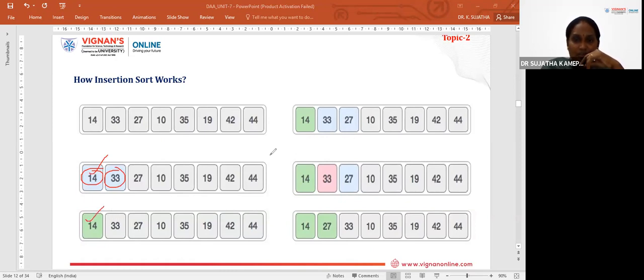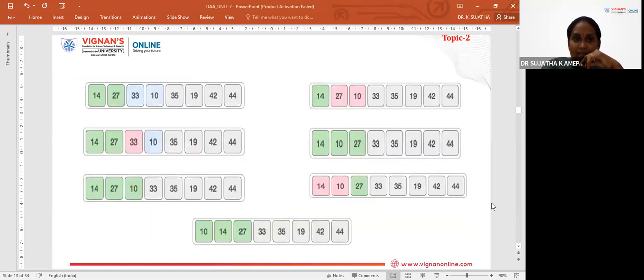After that, we take the next unsorted element, which is 27. This 27 is compared with 33 first. Since 27 is less than 33, we need to interchange these two. 27 comes here and 33 comes here. Now again, we compare 27 with 14 as well. Since 14 is less, these two are not to be swapped.